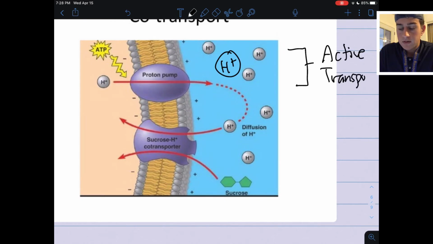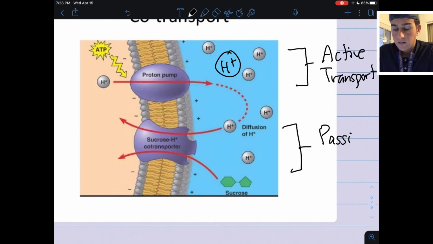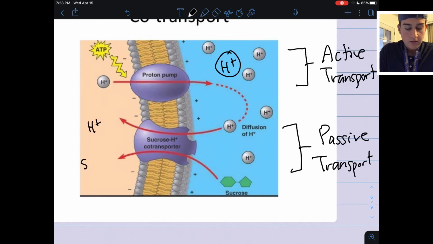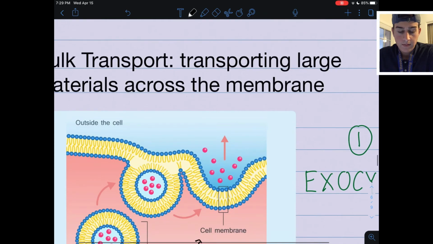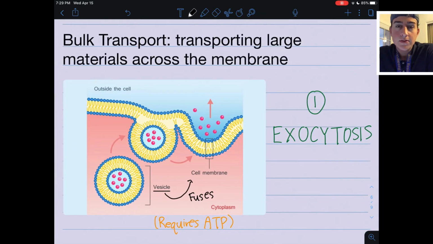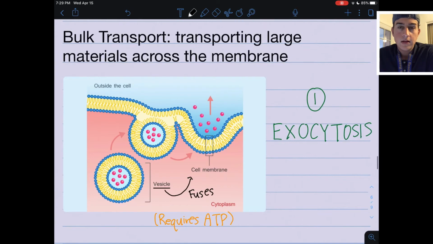But on the bottom, since we already did active transport, the cell wants to maintain homeostasis, equilibrium. So the bottom would be considered passive transport. So H plus is going to move back into the cell with the sucrose molecule. So most of the time active transport leads to passive transport, but there's a reason why. If there were no hydrogens on the right side, then the sucrose wouldn't be able to transfer to the left side.